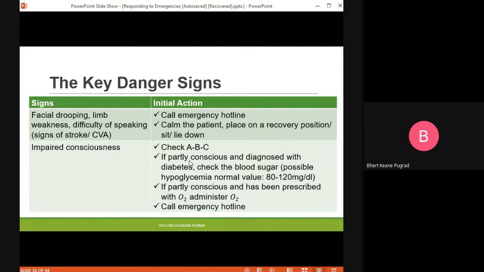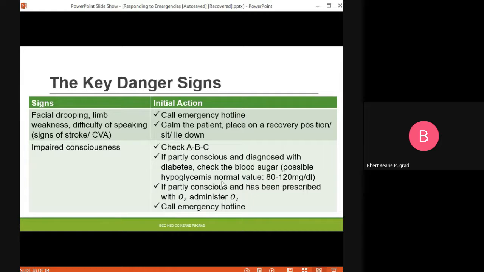So, if impaired consciousness naman or nawalan ng malay, always check the ABC. What is ABC? ABC stands for airway, breathing, and circulation. If partly conscious and diagnosed with diabetes, meron siyang history of diabetes, we need to check the blood sugar of the patient because the patient might be experiencing hypoglycemia.